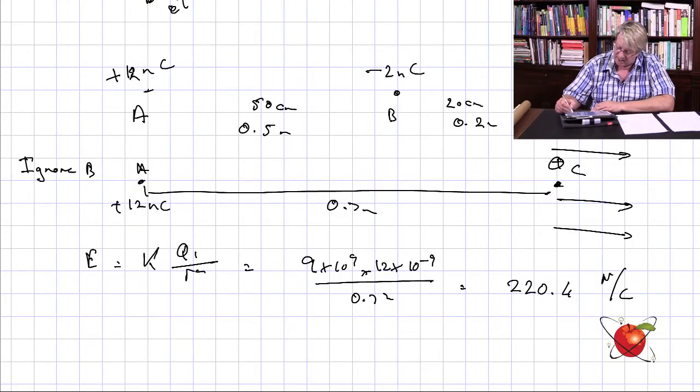Now, very often you can work out the unit from the formula, because the formula is E equals that. But you also know that E is equal to F over Q, newtons over charge, newtons per coulomb. Okay, so that's that. Can you see what we've done? E here is that way. It's a plus field of 220.4 newtons per coulomb.